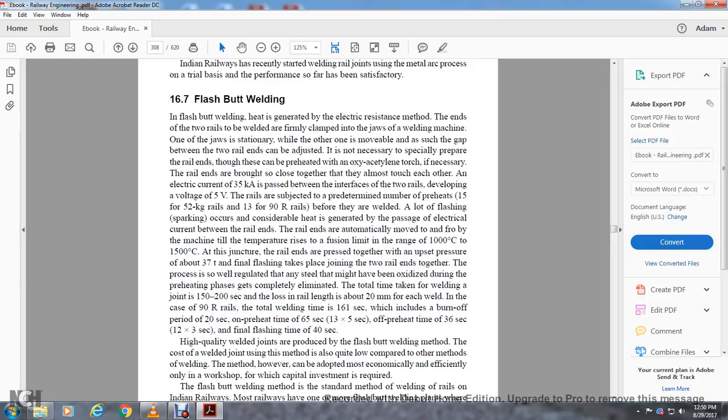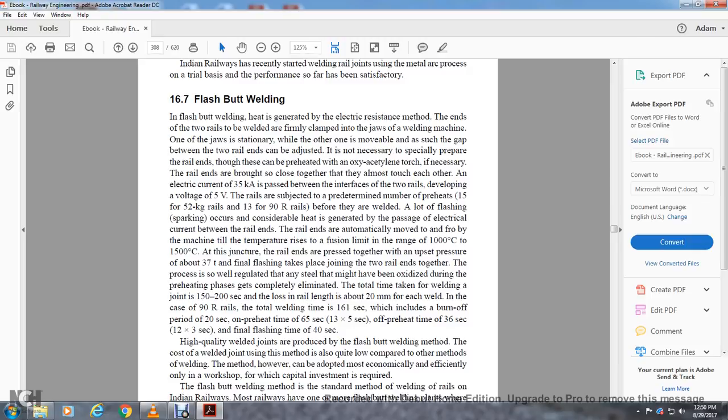The rail is subjected to a predetermined number of preheats, 15 for 52 kilogram rails or 13 for 90R rails, before they are welded. A lot of flash welding sparking occurs, and considerable heat is generated by passing electrical current between the rail ends. The rail ends automatically move to and fro by the machine, the temperature rising, with the fusion temperature in the range of 1,000 degrees Celsius to 1,500 degrees Celsius.